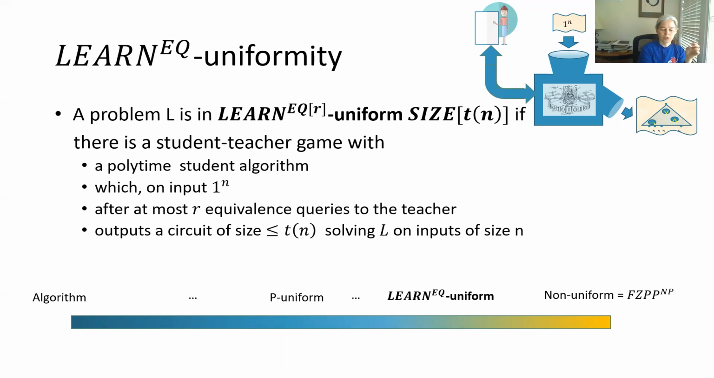And eventually after some number R of equivalence queries, the student is guaranteed to get a correct circuit. And by the way, the teacher can give you good counterexamples, or not so great counterexamples. No matter what kind of counterexample the teacher gives you, the student has to ask at most R questions before the teacher's patience runs out, and at the end of this process come up with a correct circuit.